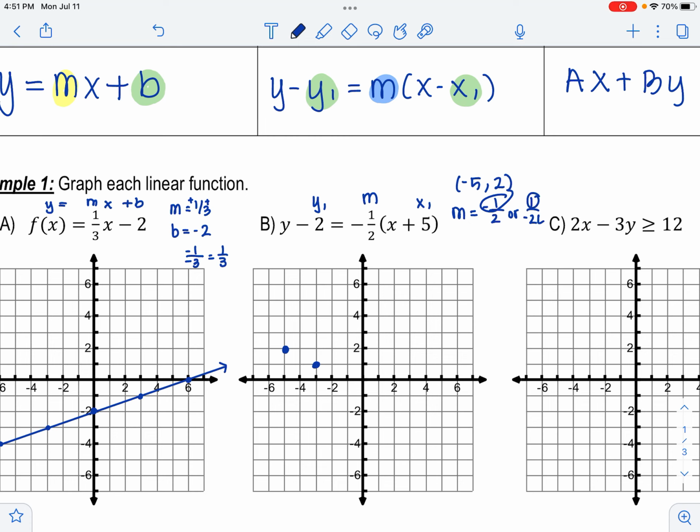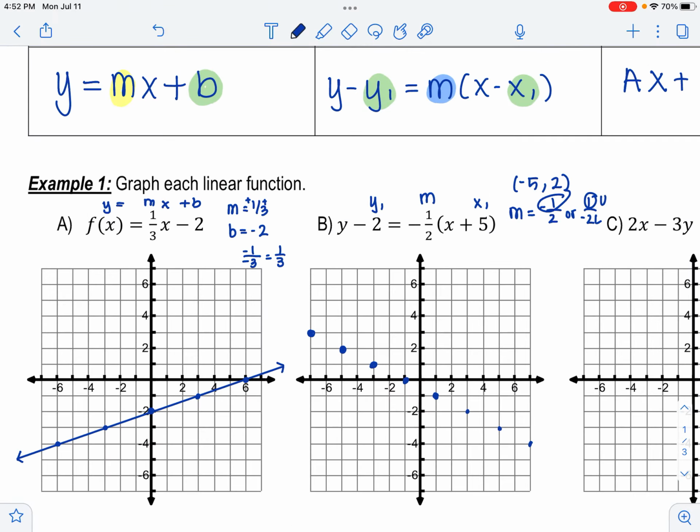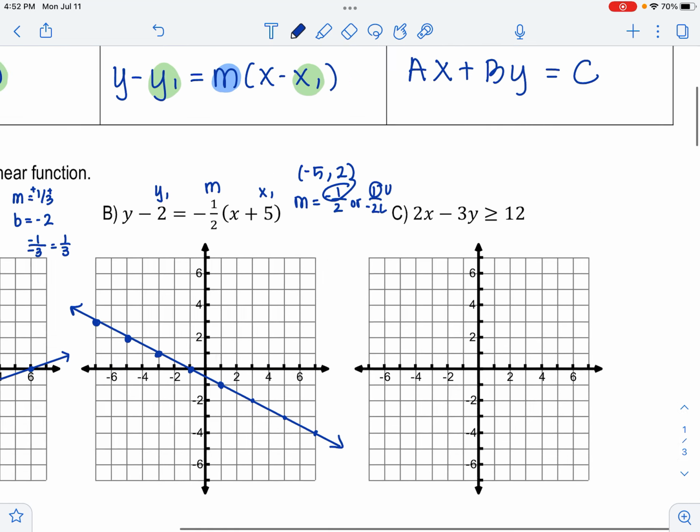So this can be up 1, left 2. So same thing. Down 1, right 2, down 1, right 2. And then continuing that pattern to get all the points on the line. And then once again, you're going to go ahead and connect these points. Make sure you put arrows on the end to show that the line goes on forever and ever. It doesn't just stop because that's the graph paper we used.